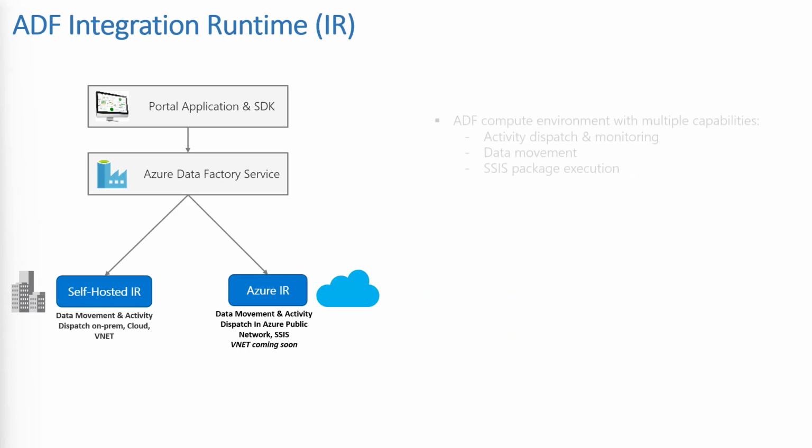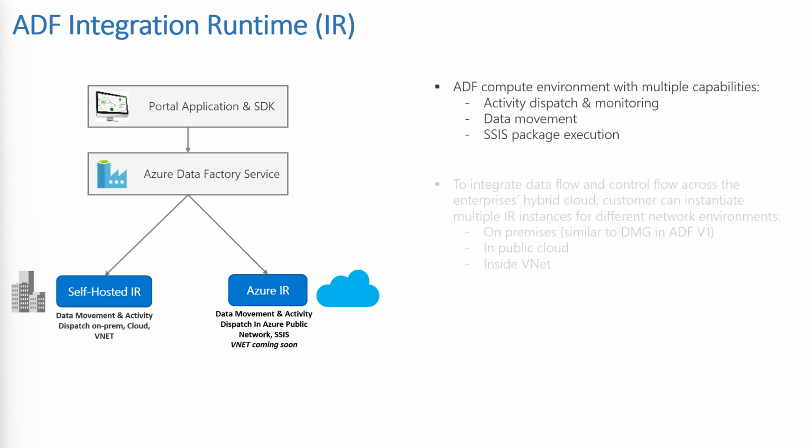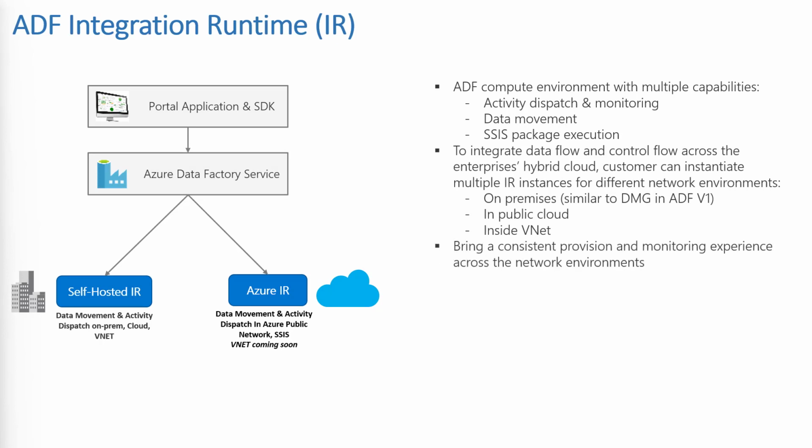Integration runtime is the compute environment within Azure Data Factory. There are 3 versions of it. First is the self-hosted integration runtime, which allows you to orchestrate data movement activities between an on-premise environment and the cloud. The default Azure integration runtime supports data movement and activities in Azure Public Network, Azure Managed VNet, or Azure Private Endpoint. The special type of integration runtime, SSIS integration runtime, supports SSIS package runs on Azure.